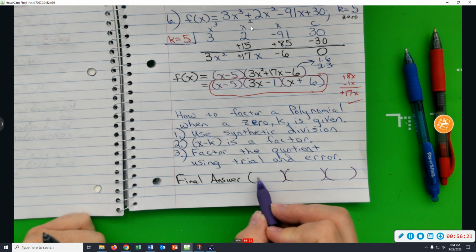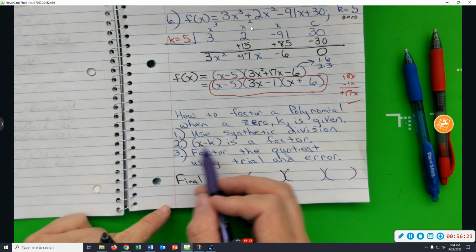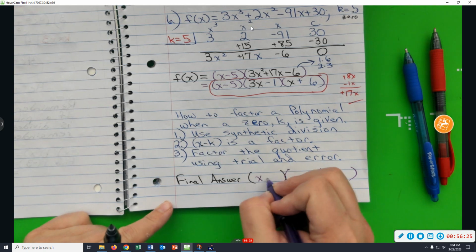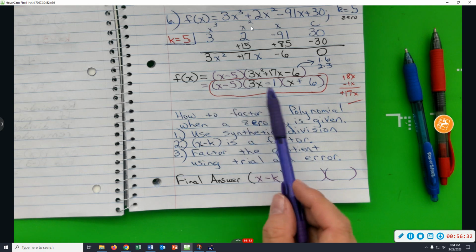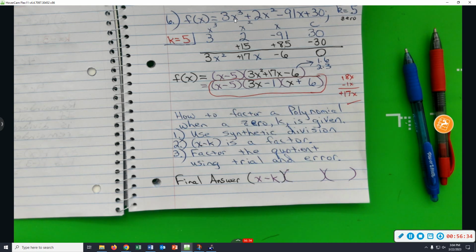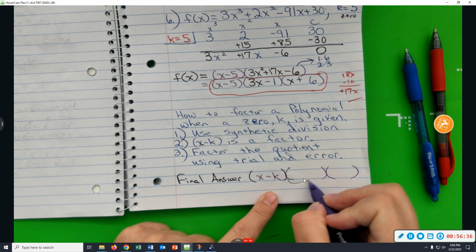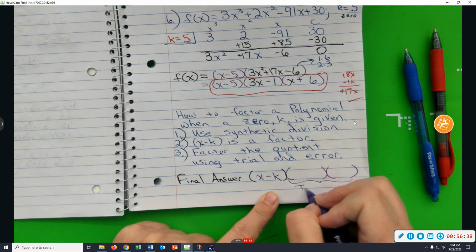And the first factor that I'll write down will be x minus k. X, and then just the opposite of whatever the k value was. And the other two are the things that we got by trial and error. I'm going to write right there: trial and error.